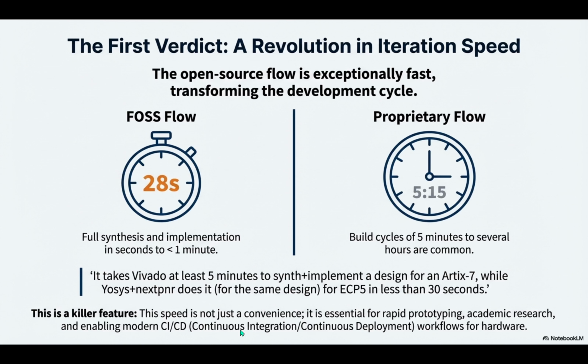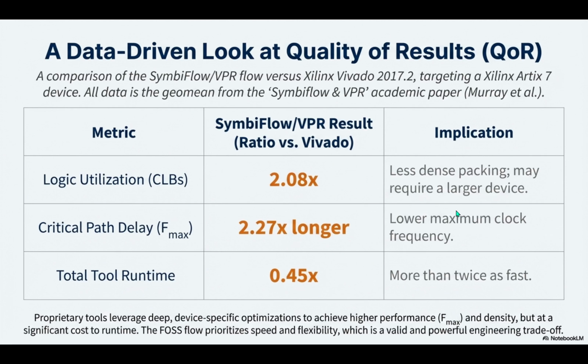Okay, but wait. If the proprietary tools take that much longer, it must be because they're searching for the absolute best optimization, right? Correct. So we have to be paying a price for that speed. What's the hit to the quality of results, the QoR? That is the crucial strategic trade-off, and we have specific data on this, comparing the FOSS flow against Vivado on an Artix-7. So yes, the open source flow is way faster. The total tool runtime is 0.45x, so less than half the time. Right. But the quality metrics show the penalty. First, logic utilization is 2.08x, meaning the open source tools are much less efficient at packing the logic onto the chip. This is a huge penalty.